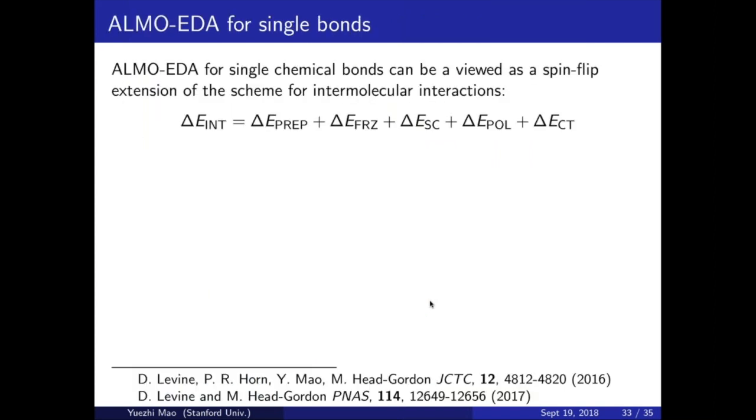And finally, I want to talk about the ALMO-EDA for single bond. Okay, I will do this very quickly. The ALMO-EDA for a single chemical bond can be viewed as a spin-flip extension of the original scheme of the ALMO-EDA. And it decomposes the chemical bonded interaction into 5 pieces.